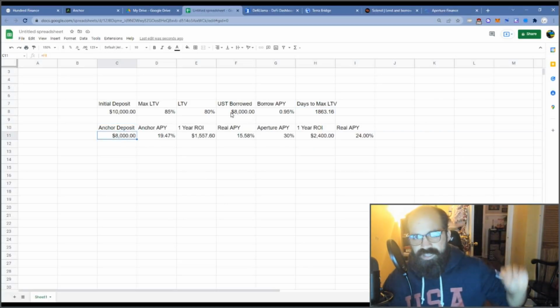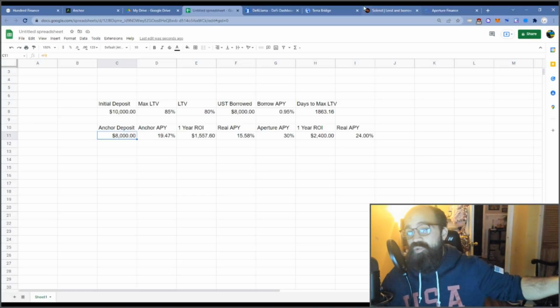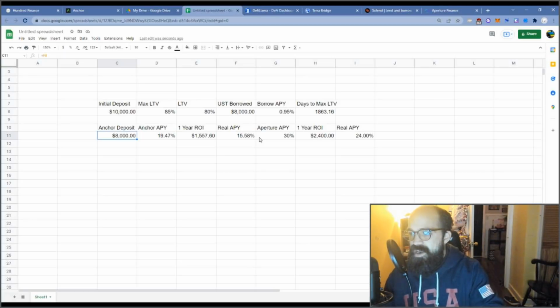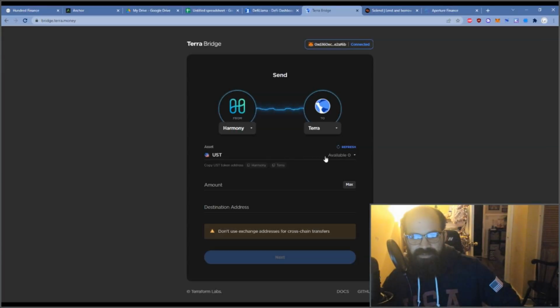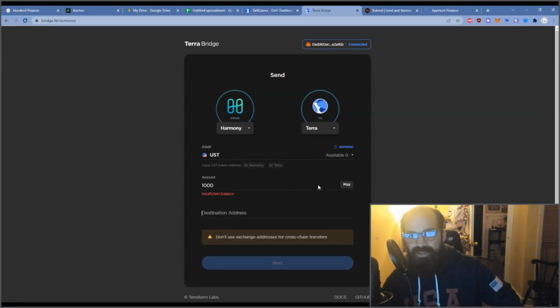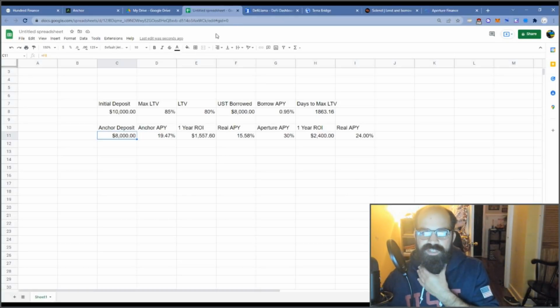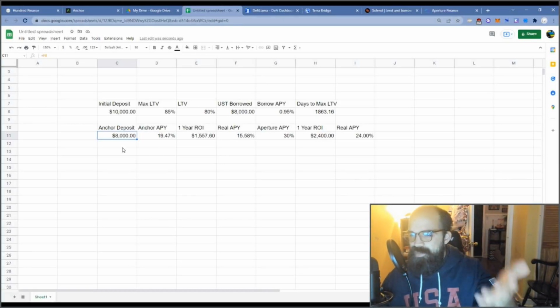You take the UST, you bridge it, and bridging fees are super, super low from Harmony to Terra. So that's kind of nice, right? You can effectively bridge exactly everything with no real dramatic fee. I don't know what the exact fee is, but I know they're really low. Let's see, will it give me... No, it won't give me an estimate. That's too bad. But it's super low. It's really nice.